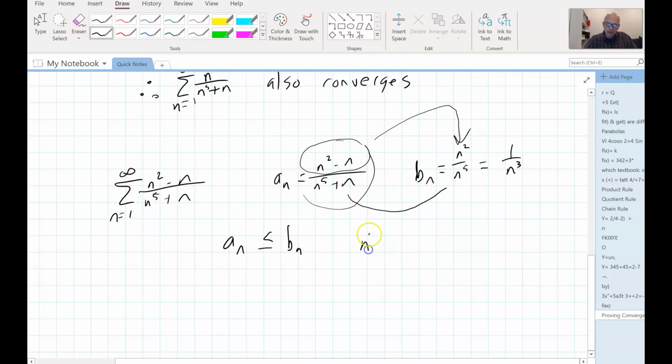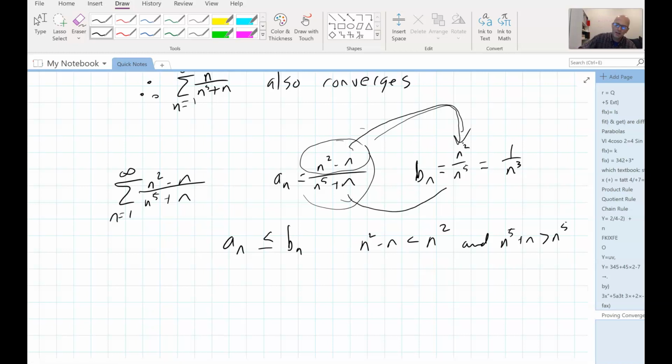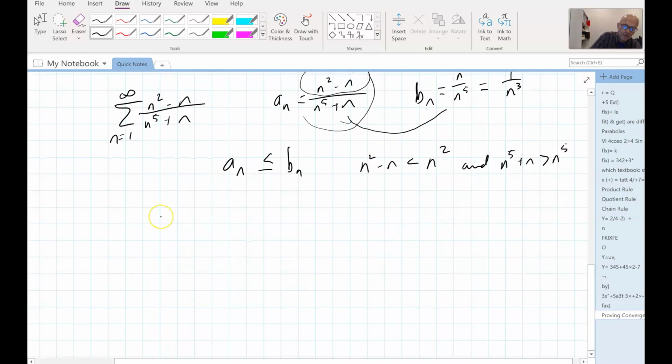So I could say because n squared minus n is always smaller than n squared, and n to the fifth plus n is always bigger than n to the fifth. So if I have a fraction that's smaller on top and bigger on the bottom, that makes the overall fraction smaller than that fraction. Okay? So it took a little bit more evidence to show that a sub n is less than b sub n, but it still worked. So then I'm going to go ahead and say what I said before.